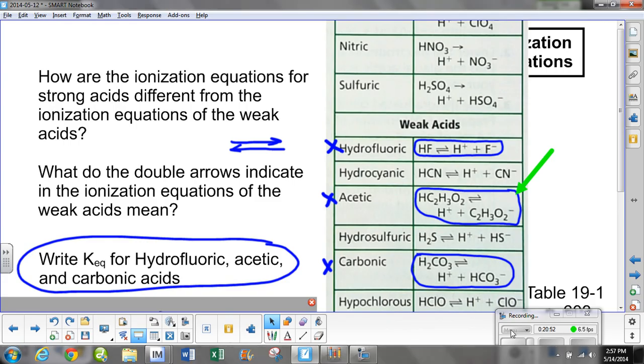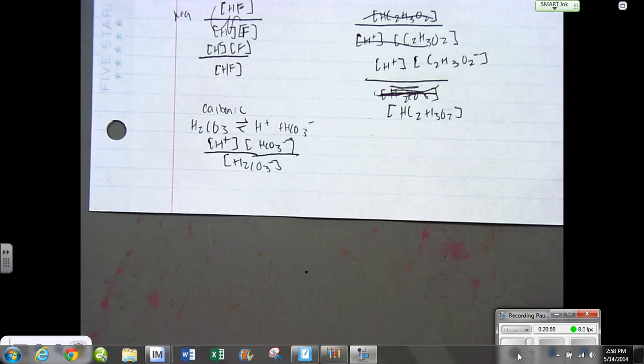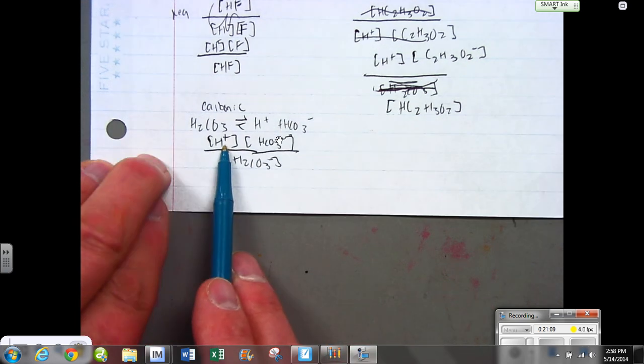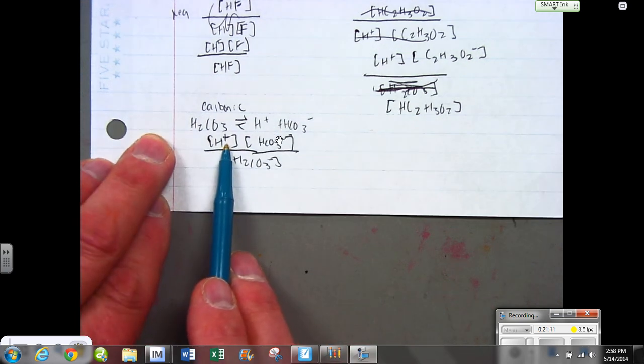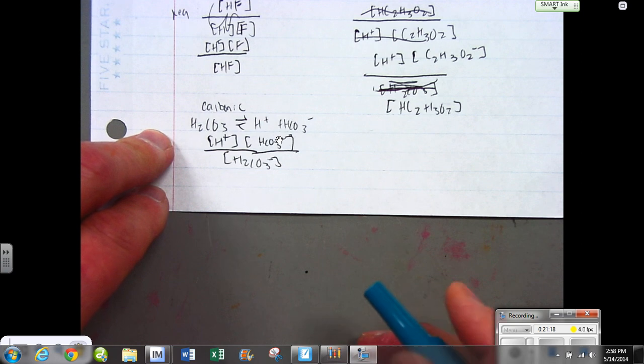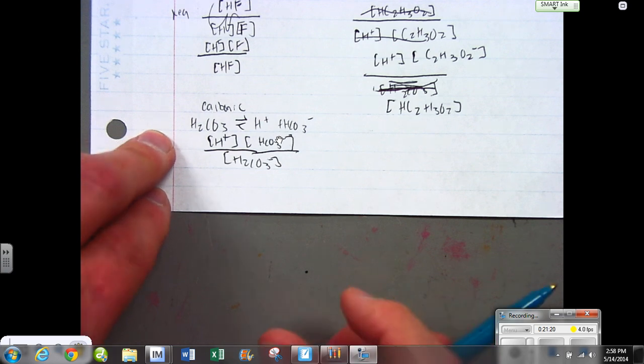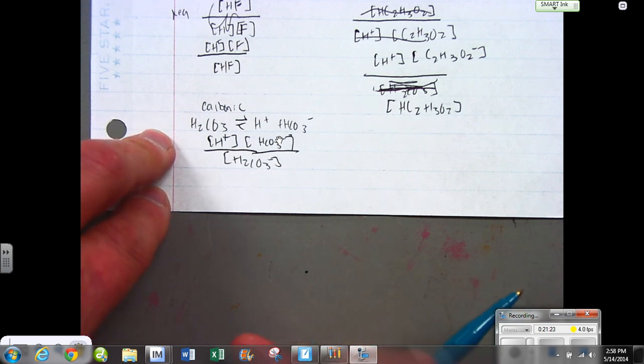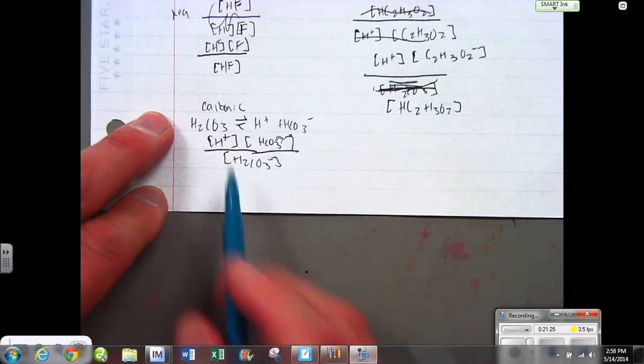The next one will be for carbonic acid. Matt has written down the equation, and the equation becomes the K sub EQ, or K sub A, because this is an acid. And the K sub A is really just K sub EQ, but it's specific to an acid. What will it be for bases? K sub B, sure. What do you think it'll be for water? K sub W. Yeah, very good.